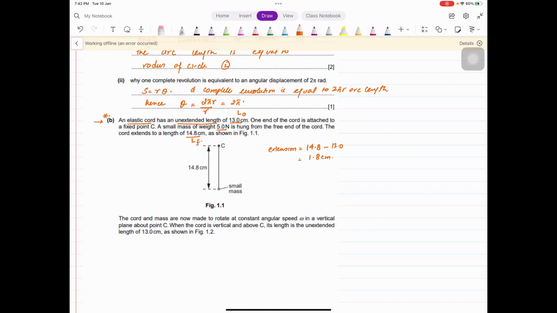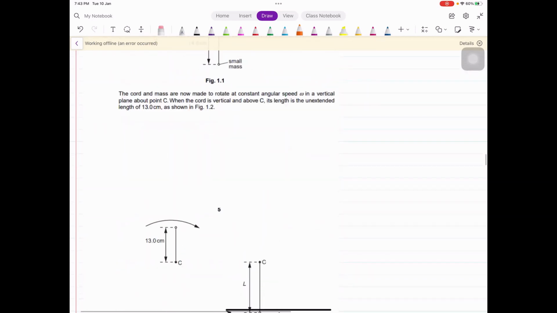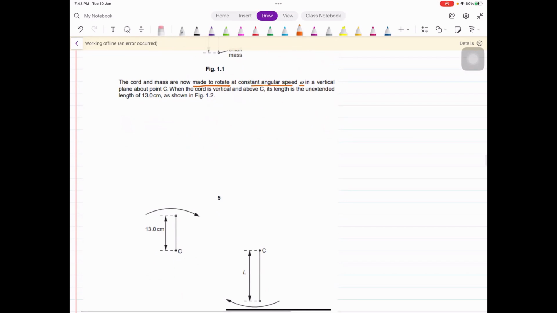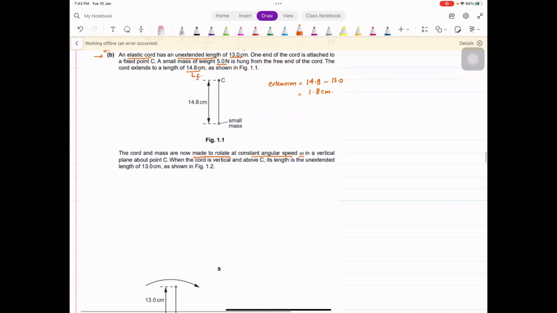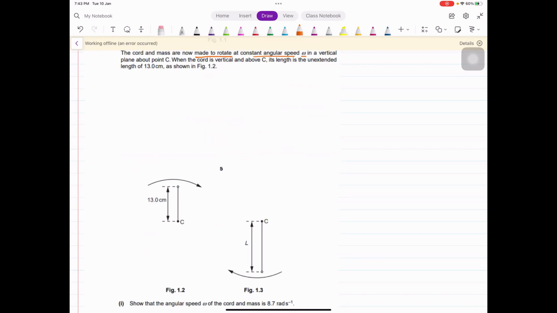All right, now look at this. It says the cord and mass are now made to rotate at constant angular speed omega in a vertical plane, and the length is unextended. Here it says the length was unextended at point C. Now when the mass was here, why would the length be unextended? Any ideas you guys have?